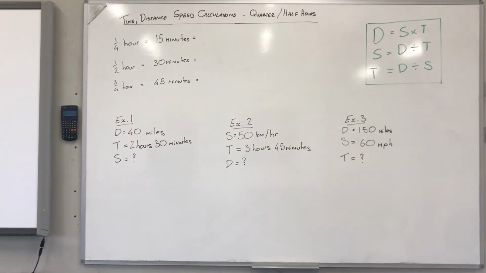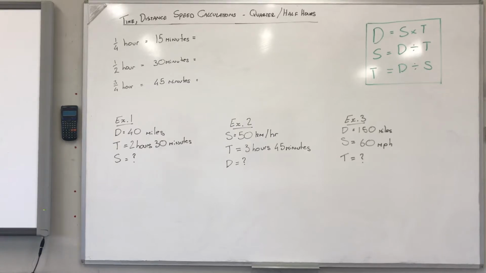Hi, so in this video, what we're going to look at is how to calculate time, distance and speed, but when we're not dealing with whole hours. So the first thing we need to worry about is what we do when we're given something like 15 minutes, 30 minutes or 45 minutes. We need to convert it into how much of an hour that actually is. So it's going to be a decimal.